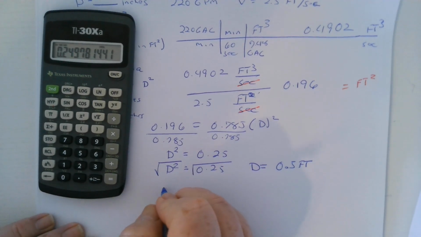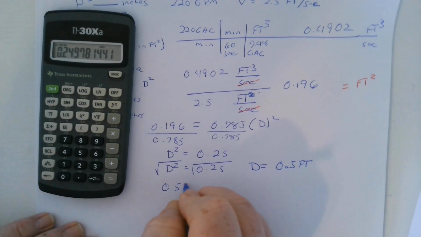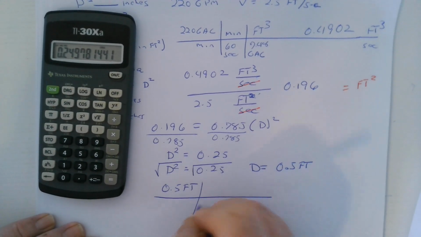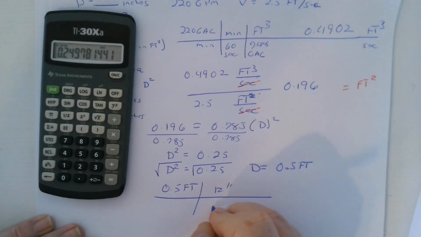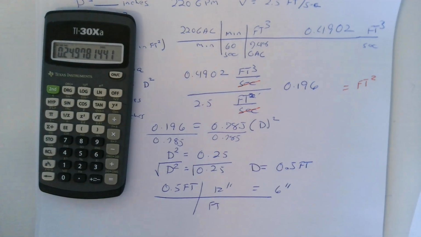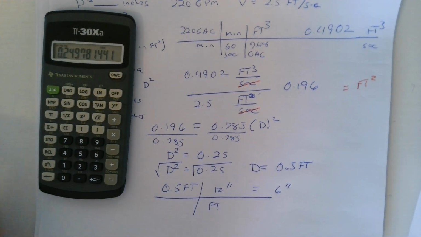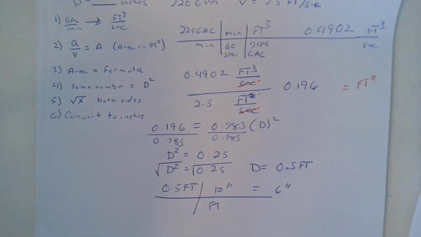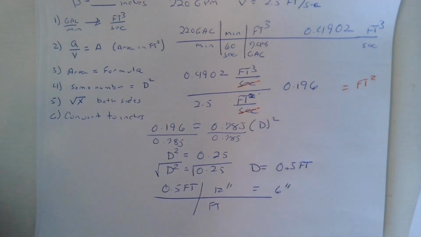And then the last step, 0.5 feet converted to inches, 6-inch pipe. And that is how you do this. This one's a little bit more challenging of a problem, and so you're probably looking certainly at a T4, a D4, maybe even a D5 problem.